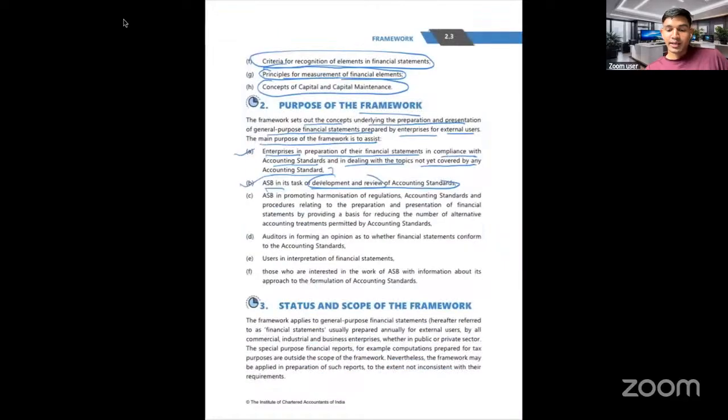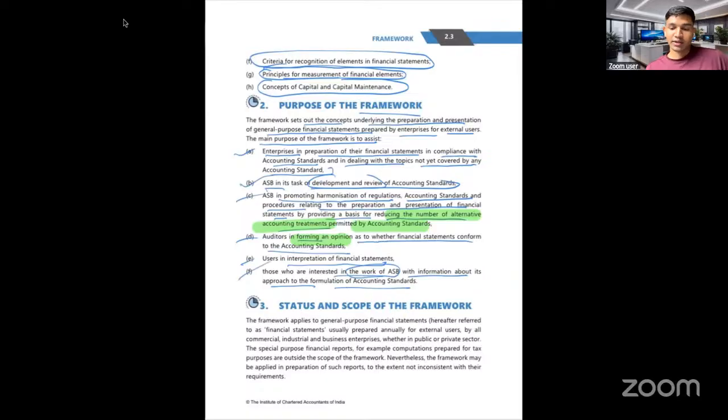Okay. Now, it assists the ASB in promoting harmonization of regulations, accounting standards and procedures relating to the preparation and presentation of financial statements by providing a basis for reducing the number of alternative accounting treatments permitted by accounting standards. Then, it assists auditors in forming an opinion as to whether the financial statements conform to the accounting standards. Then, users in interpretation of financial statements, and those who are interested in the work of the ASB, with information about its approach to the formulation of accounting standards.